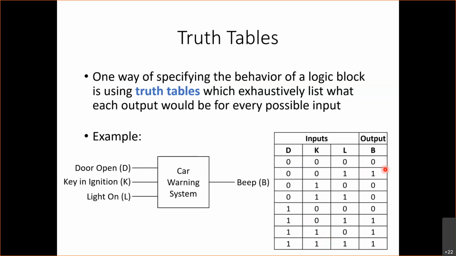This truth table specifies the behavior of this logic block. This truth table says, for which of these inputs do I want the output B to be 1? In other words, for which of these inputs do I want the car to beep?